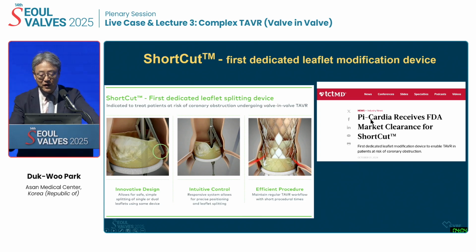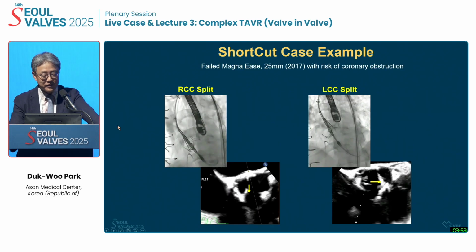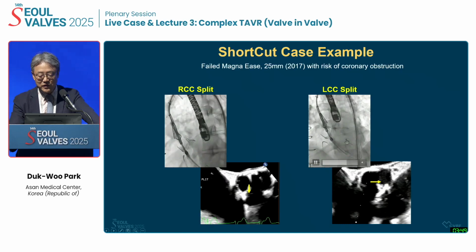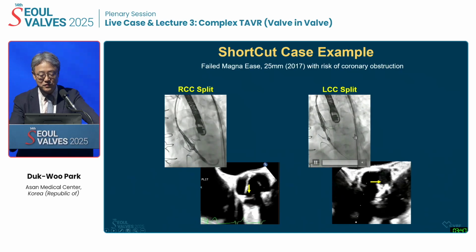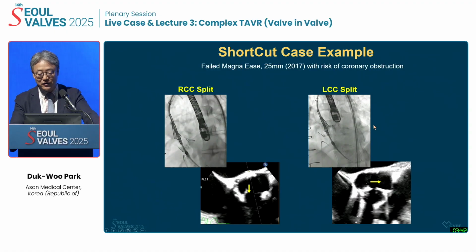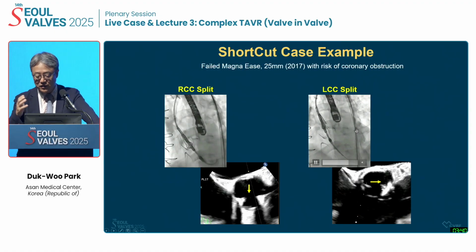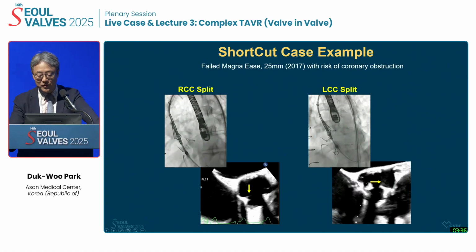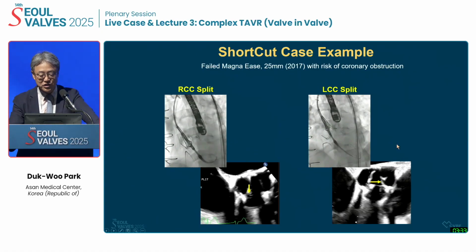There is a company from Israel, Pi-Cardia, whose device can be applied to cut the leaflet of a prior failed surgical valve in valve. It seems very straightforward, but the problem is the overall cost is too expensive, $16,000. That is not much less than the SAVR itself, and the economic burden is not easy.